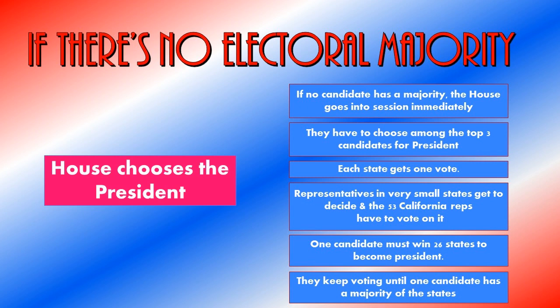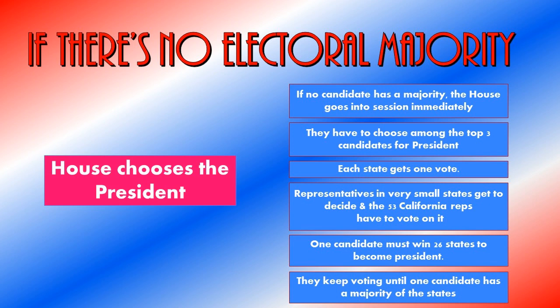So some of the very, very small states that only have 1 representative, that person just gets to vote. But in the larger states like California, Texas, New York, those representatives are going to have to vote inside the state and decide which candidate the state will support. So in order for a candidate to become president in this situation, they must have the support of a majority of the states. So currently they must have the support of 26 states in order to become president.